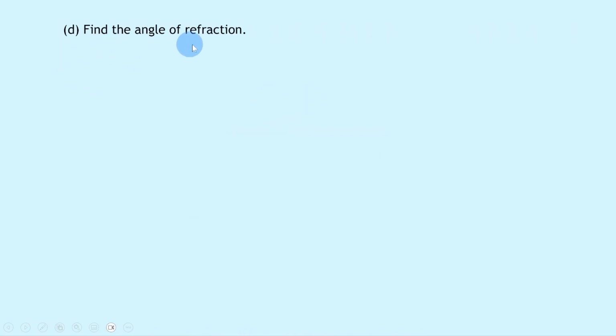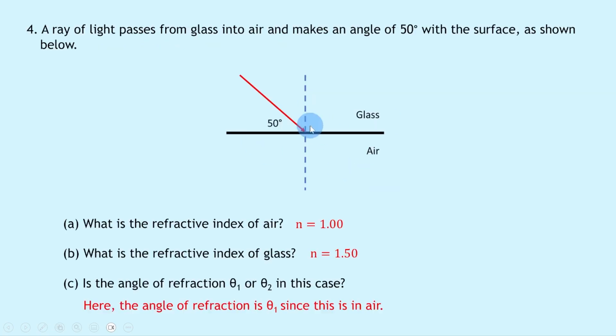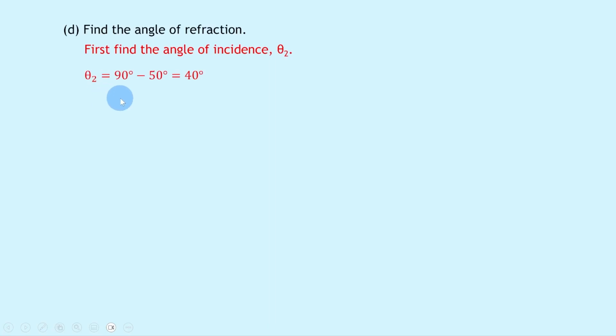Part D says find the angle of refraction. Well, first we need to find the angle of incidence θ2. So to do this, let's look back at the diagram. So from the diagram, remember we're saying the incident ray is in the glass, so the angle of incidence must be between the normal and the incident ray. So if this is 50 degrees in here, we just need to take 50 away from 90 to find this angle of incidence in here. So we can say that θ2 is equal to 90 minus 50, which is equal to 40 degrees.